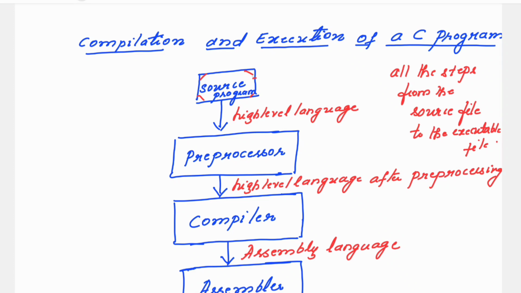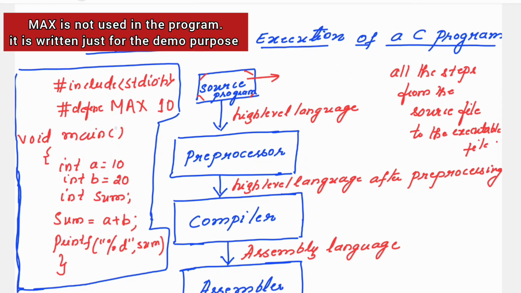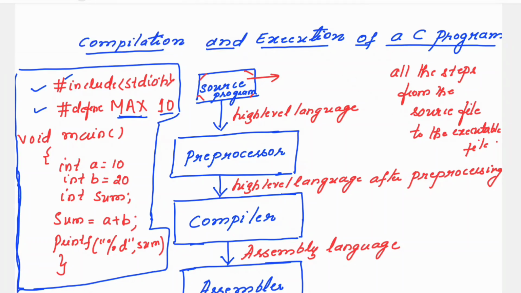The very first component shown here is the source program, that is the program typed by the programmer or the user. You are writing a program like this. Let me just write one simple program which is going to add the values of A and B. This program has got two lines with pound symbol. It is beginning with the pound symbol. What exactly is going to happen with these lines during the compilation process?